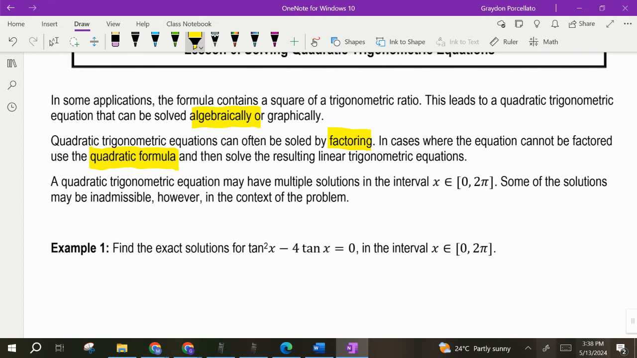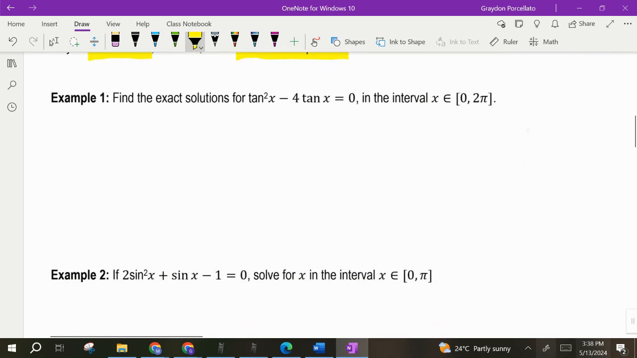A quadratic trigonometric equation may have multiple solutions in this interval. This is really important. Some of the solutions may be inadmissible, depending on the context of the problem. So let's go through a few examples.